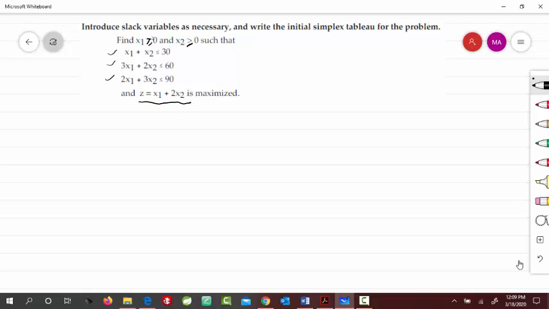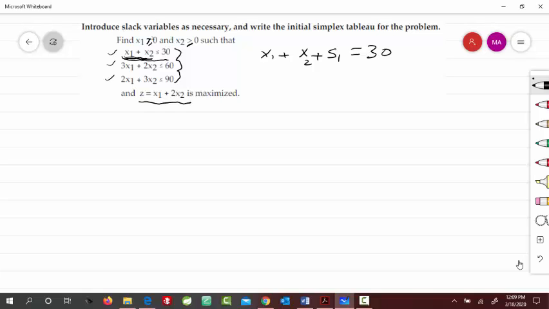Before we write the initial simplex table, first we have to add slack variables that change these inequalities into equations. The first inequality becomes an equation by adding a non-negative variable on the side which is smaller, the left side. So that would be x1 plus x2 plus s1, where s1 is a non-negative variable. That makes it equal to 30. It's also called a slack variable.